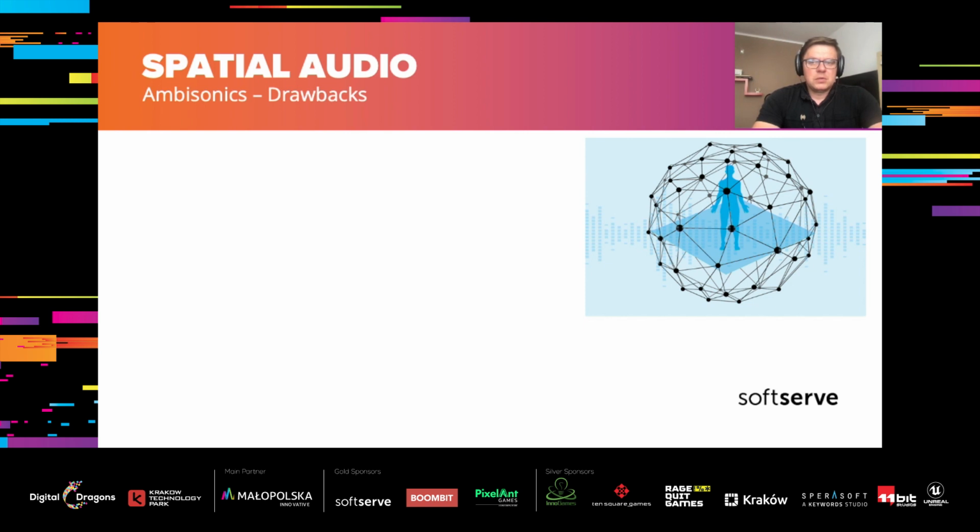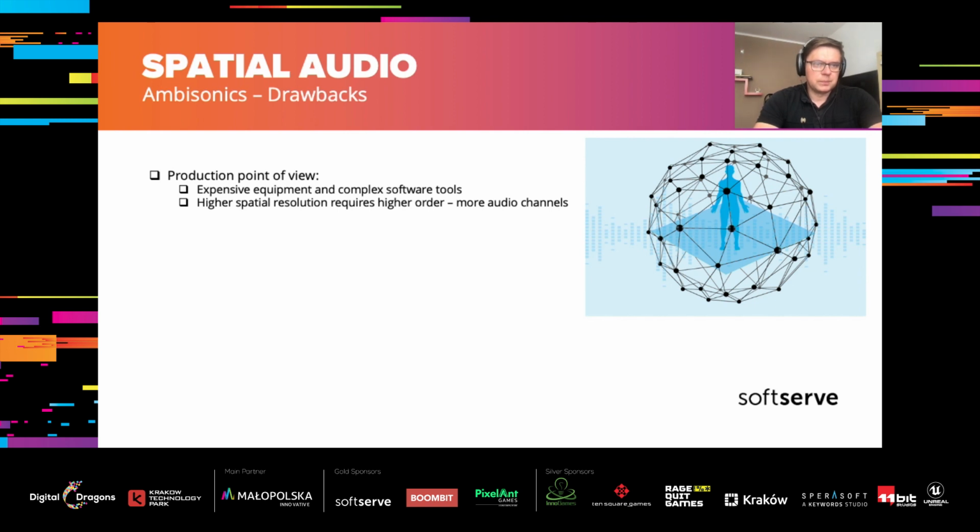As with other spatial audio techniques, ambisonics also has its drawbacks. From the production point of view, we need really expensive equipment and complex software tools in order to create ambisonics content. Another drawback is that if you would like to have higher spatial resolution of the created or captured sound field, we need to have higher order ambisonics, and higher order ambisonics means more audio channels, so we need more space to store our audio data.